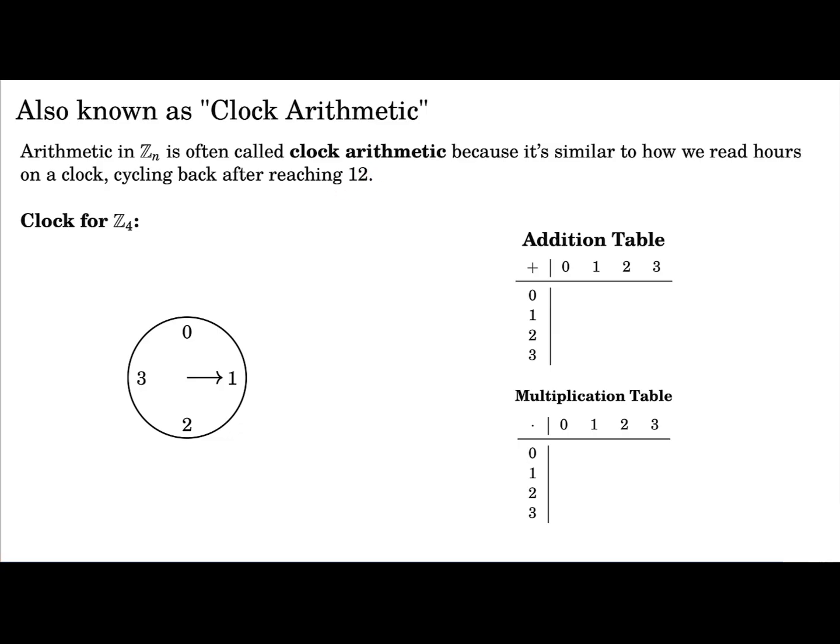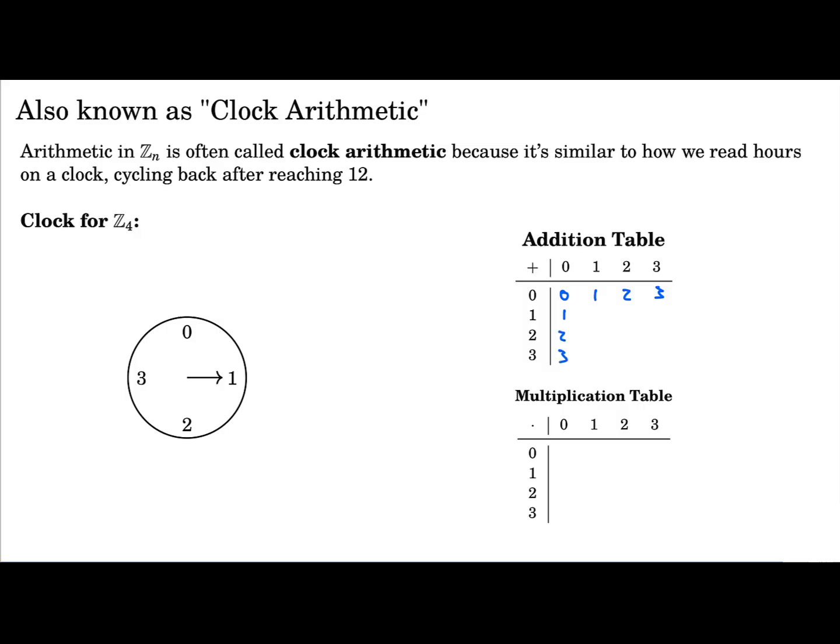So let's see, for example, in Z4, if you write the numbers in a clock, the way that the arithmetic works is you do the arithmetic on the clock. So let's do the addition table and the multiplication table. Starting with addition: when you add 0, you don't change anything, right? So every number plus 0 is going to be itself. So 0 plus 0 is 0, 0 plus 1 is 1, 2, and 3.